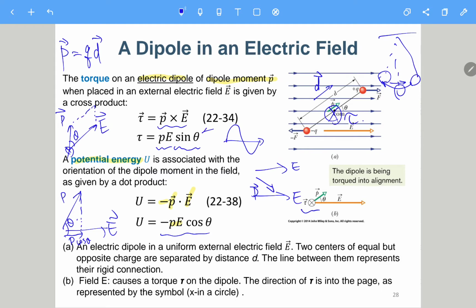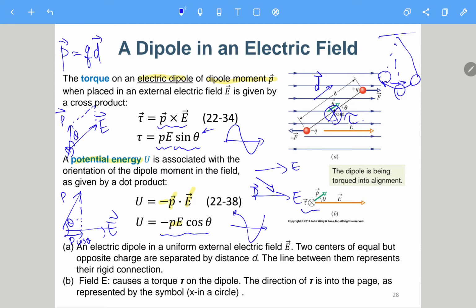Suppose theta is 0, which means the dipole has the same direction as the E field. Then there will be no torque acting on it, so it just remains stable. There is no initial angular velocity. And for the cosine, cosine is something like this.